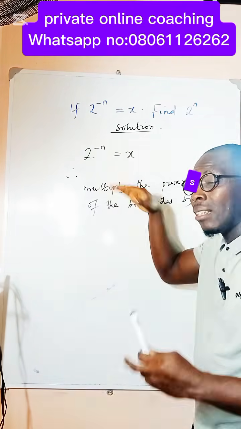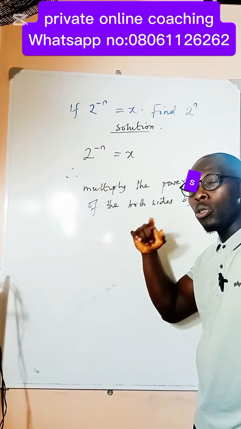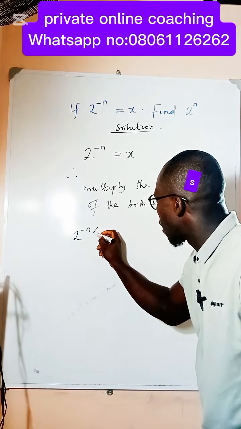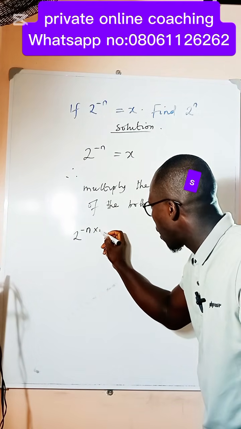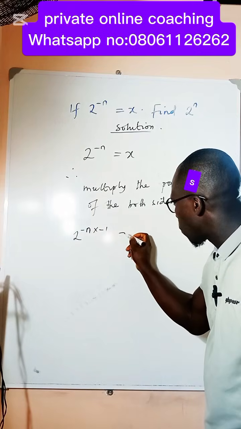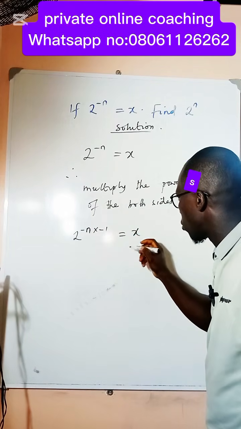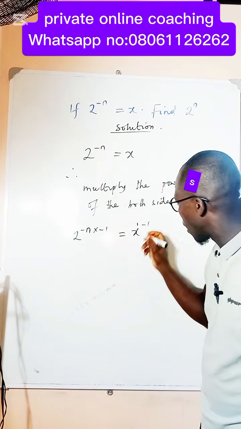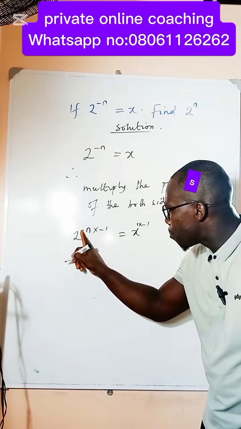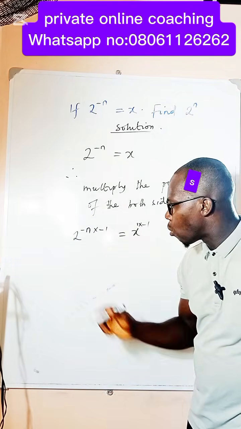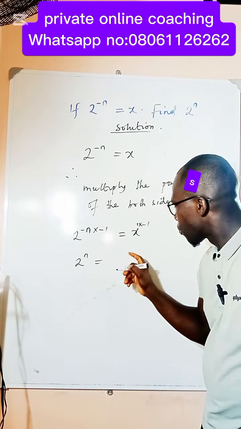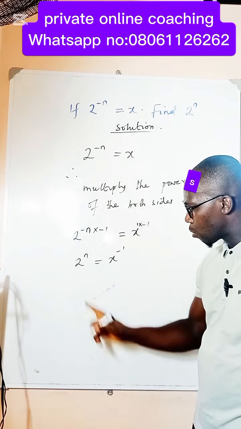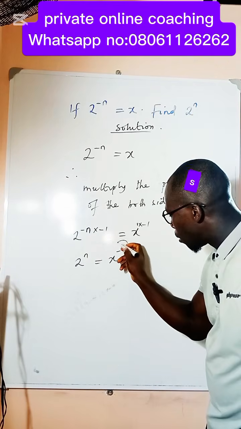Make sure that when we have an equation like this, anything you do to the right hand side, you do the same to the left hand side. So we're going to have 2 to the power of negative n times negative 1 is equal to x to the power of negative 1. Negative n times negative 1 gives you just n, and 1 times negative 1 gives you x to the power of 1.